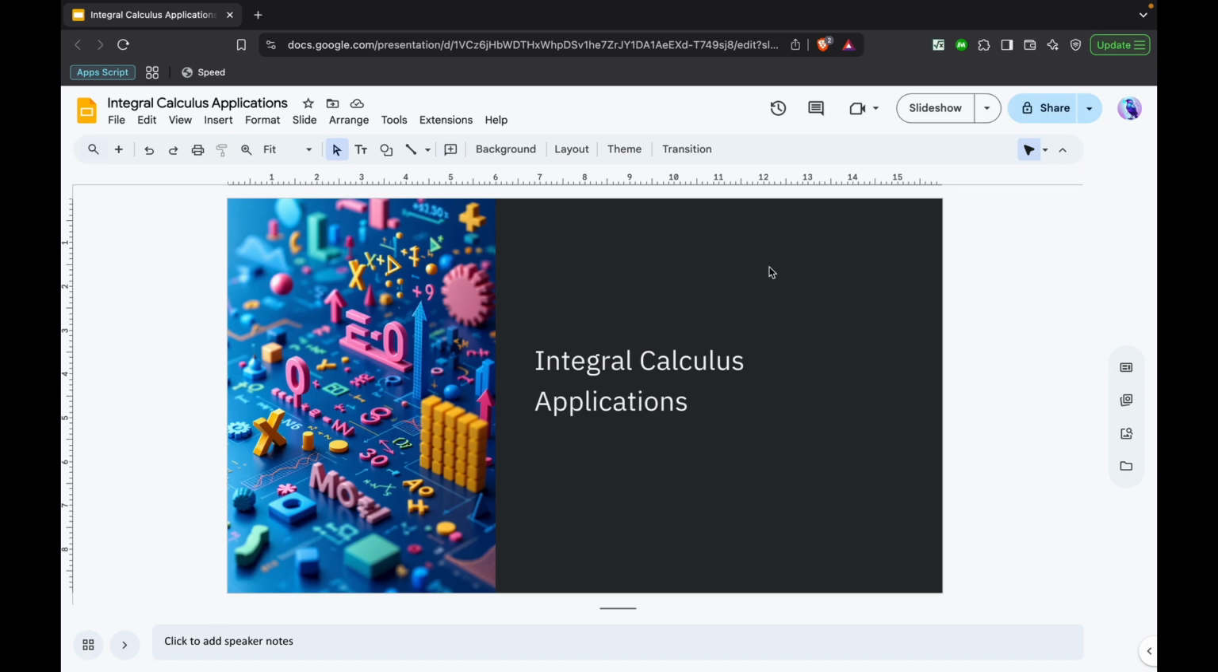Today we will be talking about the applications of integral calculus and a lot of stuff related to integral calculus, a little bit about what's to come next, and also a little bit about the applications that combine both differential and integral calculus. Without further ado, let's go to the next slide.